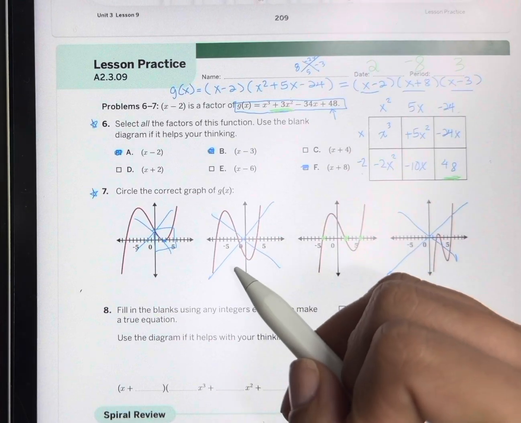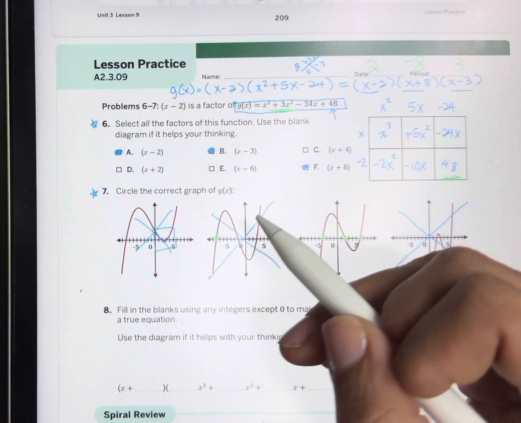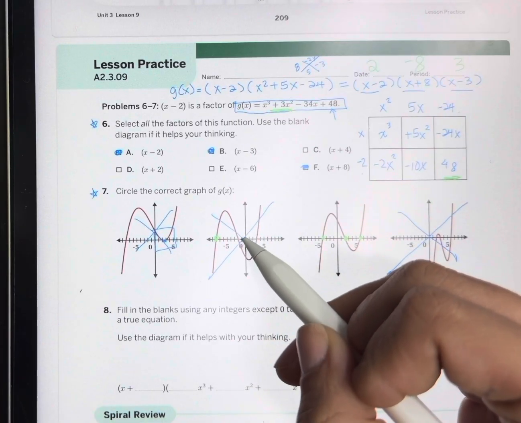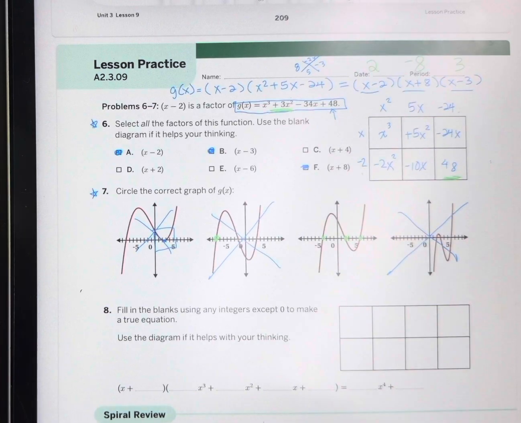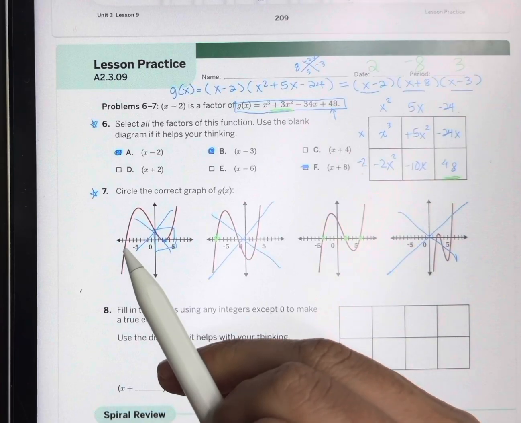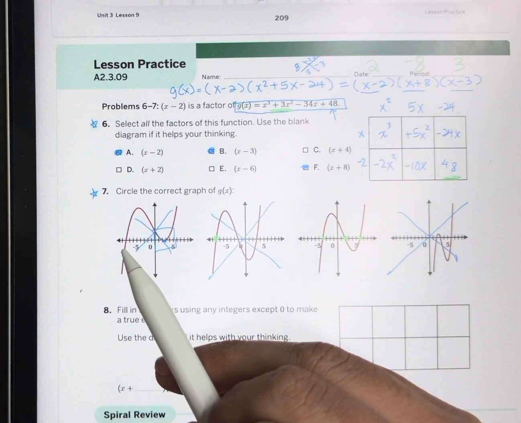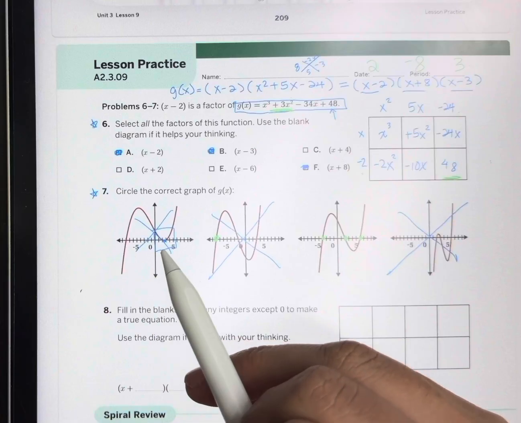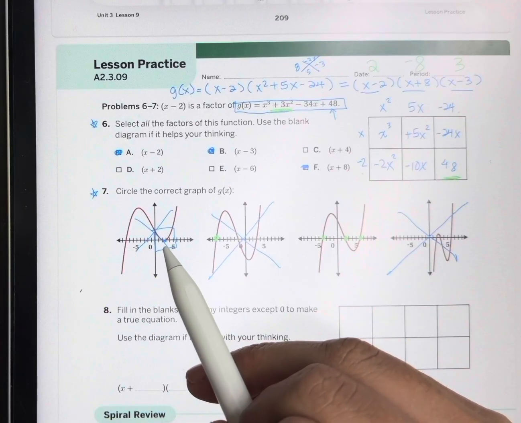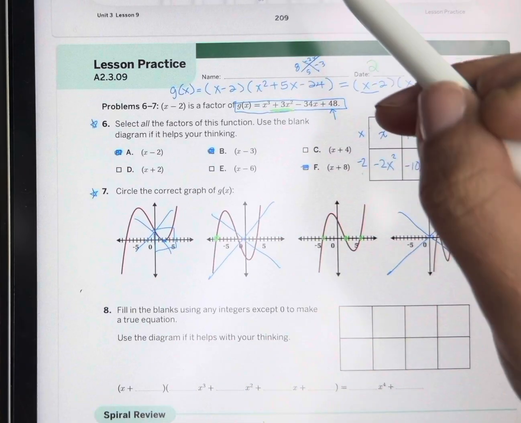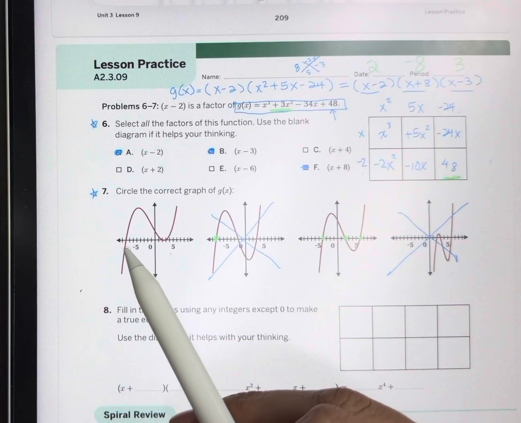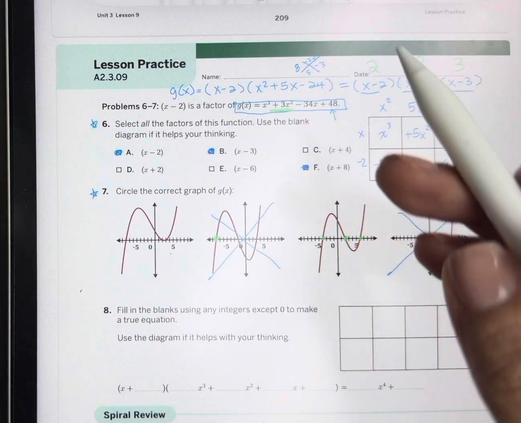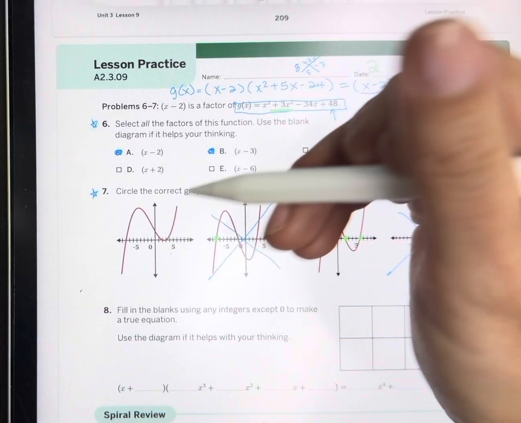Wait, did I eliminate one of the correct answers? Look at this one. Negative 8. Negative... No. It shouldn't be negative 2. It should be positive 2. So this one's wrong. Negative 8. I don't know what's happening. I see some partially correct answers, you guys. That one's got the negative 8 that I think should be there. But I don't see the rest.